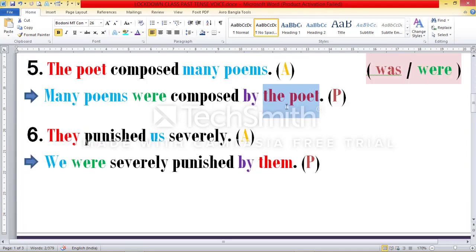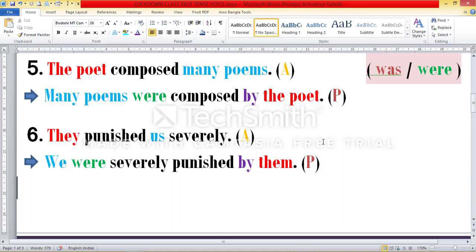Now let's go to the last sentence. The last sentence here is, they punished us severely. So in this sentence, you already know that they is the subject and us is the object. So first of all, what we have to do is to make the object subject. So us has become subject here. The subject form of us is we. So we have written the subject here.